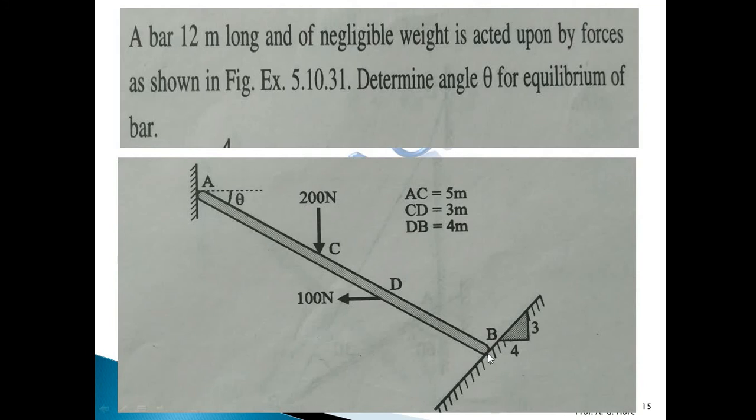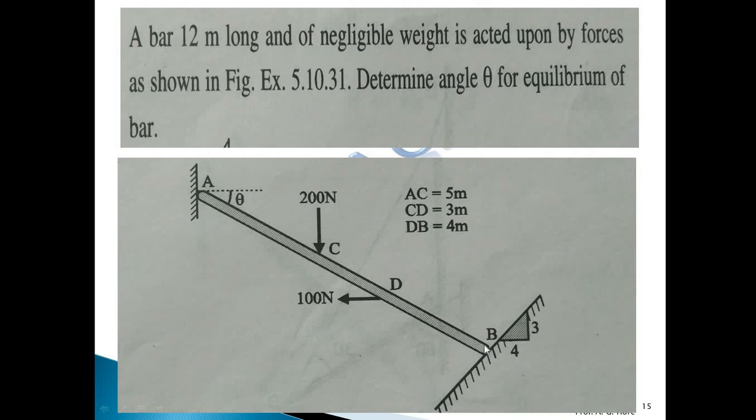Now here at B point, this plane is inclined. So here one reaction which is perpendicular to this surface. First of all, find the angle of this plane, that is equal to tan inverse of 3/4, and this angle must be the same. So tan inverse of 3/4 is equal to 36.86, this angle will come.